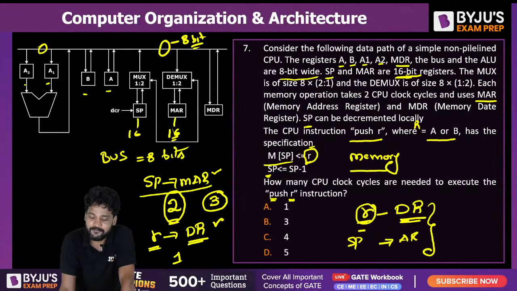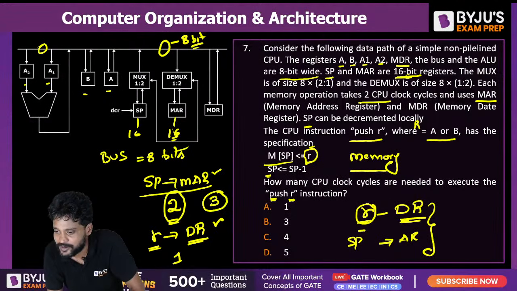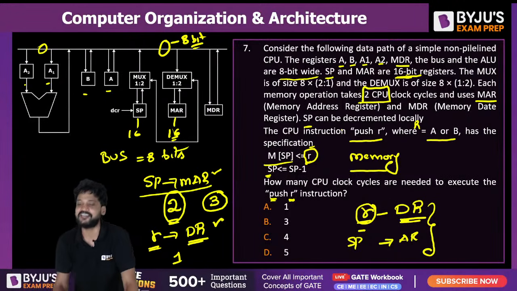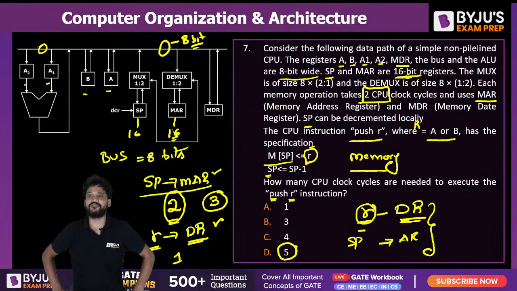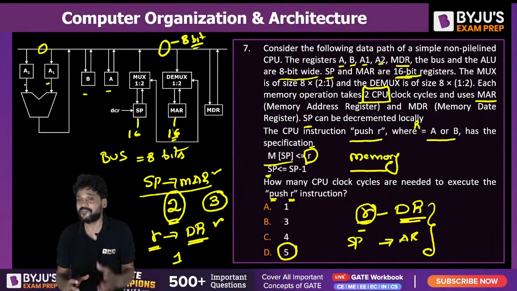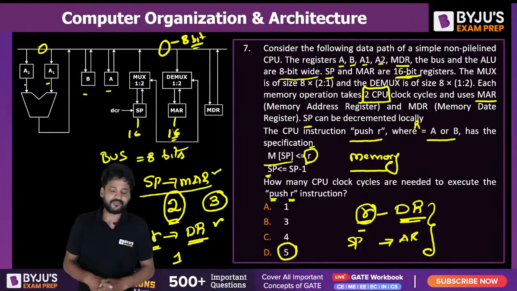And finally, in order to transfer this total information into the main memory, as given in the question, we do require 2 CPU clock cycles. Altogether, we do require a total of 5 clock cycles. This is the correct option. I hope I made myself clear. Did I? Or do you have any doubts in this context?